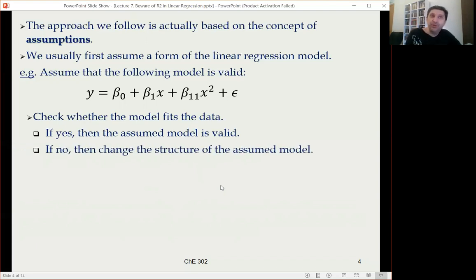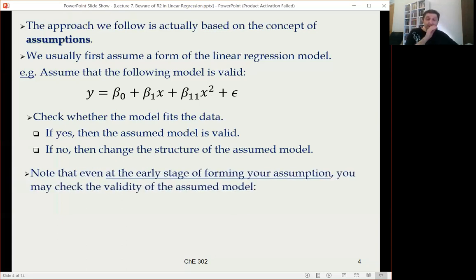However, if the model that we fit does not seem valid, and as I said, I'm going to talk about the test that we are going to apply for this purpose, then we go back and change our assumption. We usually make this equation slightly more complicated to fit the data, or we just change a couple of things in our model so that the assumed model is going to fit the data. So this whole iteration is repeated until we reach a valid model. That's the general approach.